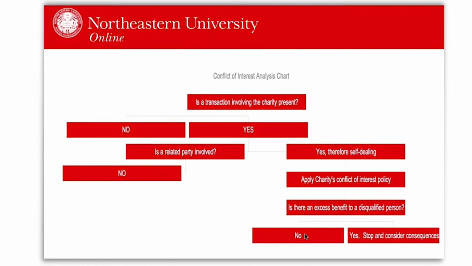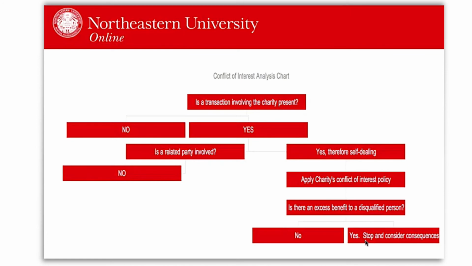We are well documented in case anyone complains. So there's not a problem there. There's a conflict of interest, but it doesn't pose a problem. If, in fact, there was no bidding process, so the charity didn't know if it could get a better discount somewhere else, then there might be an excess benefit to a disqualified person. The charity might feel that it needs to do business with that board member's business because the board member can sway the rest of the board in that direction. So then we'd have to consider the consequences.